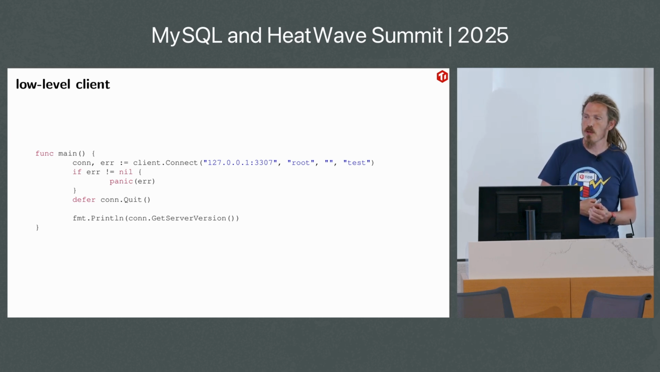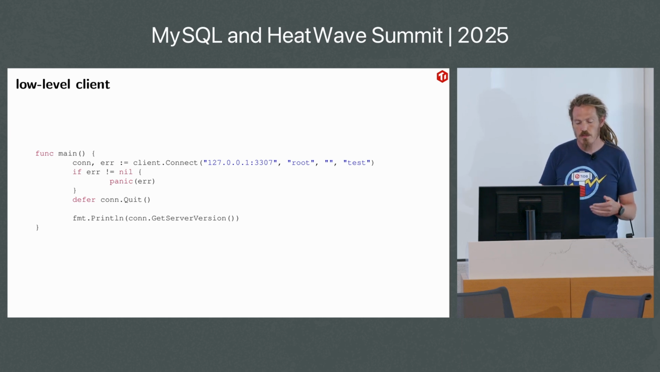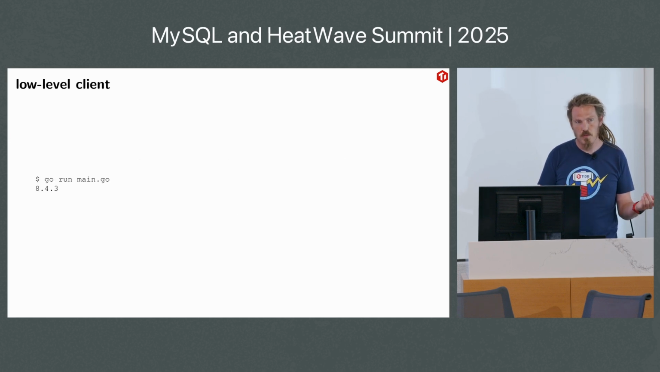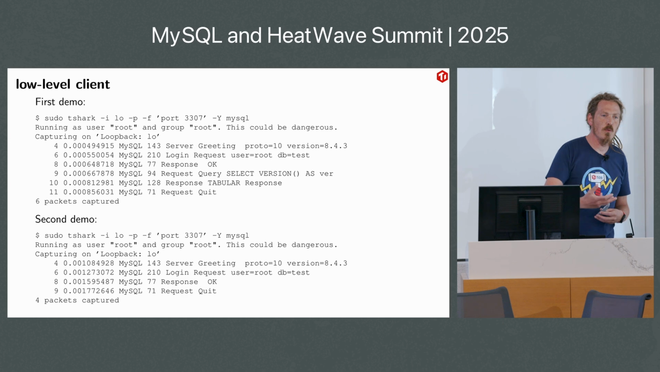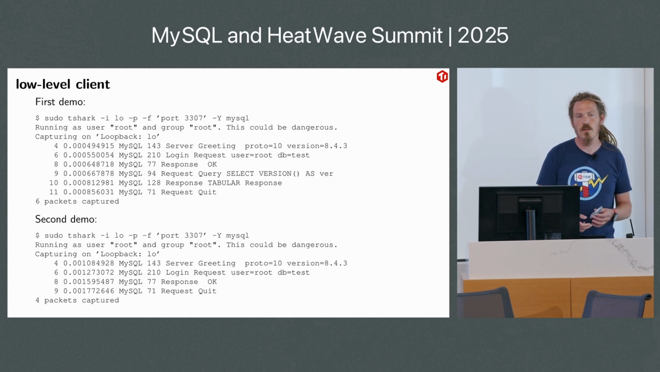But this also means that we can do all kinds of other interesting things. So here we are printing out the server version without sending a second query. The result is the same, but if you look on the network, you can actually see that the first demo is sending more queries to the server, and the second one is sending fewer queries because it's only 4 network packets. And this is because if you connect to a MySQL server, it's already sending you the version. So there's no need to actually ask for it. So that's what we're using here.